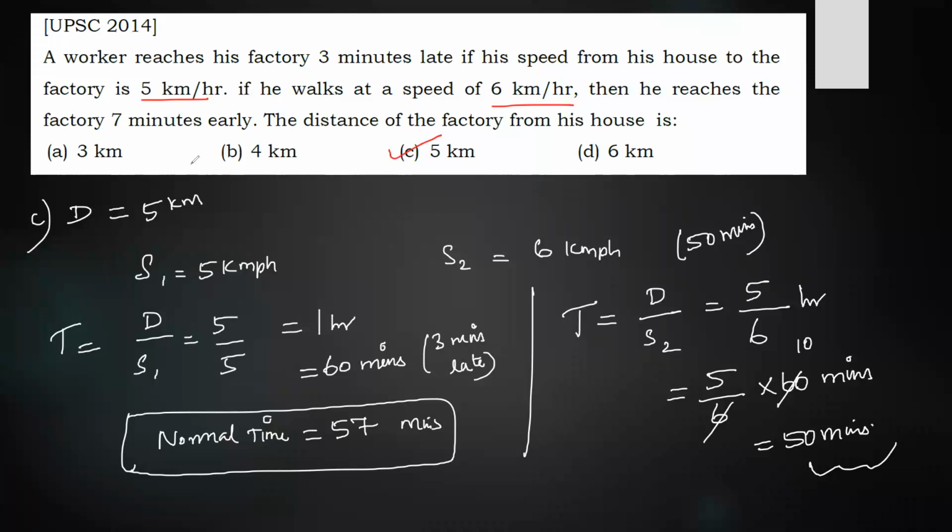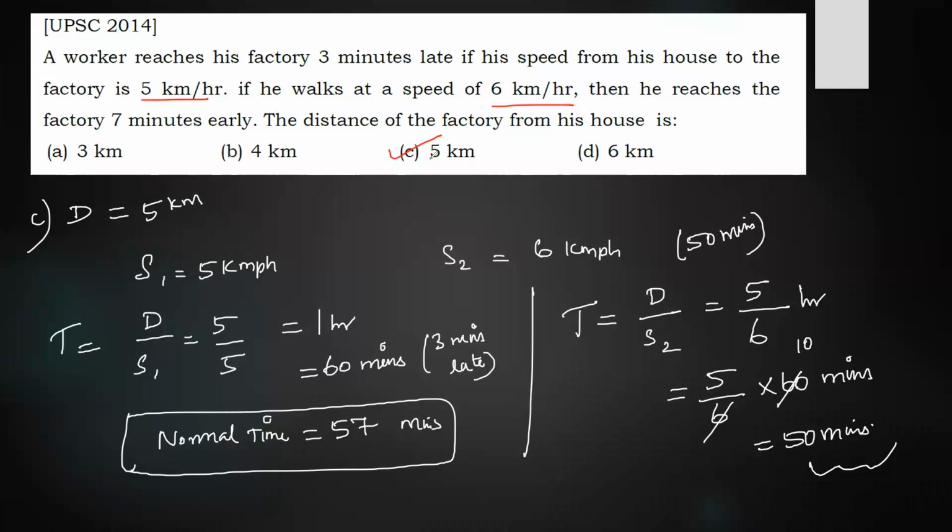Is it clear how to check that? Any doubt? How to solve this type of question using the option? We have a speed 5 km per hour and speed 6 km per hour, right? So I'm taking 5 km as my option. Either you can go for 5 or 6. Normally I will choose 5 first. Either of the two speeds.